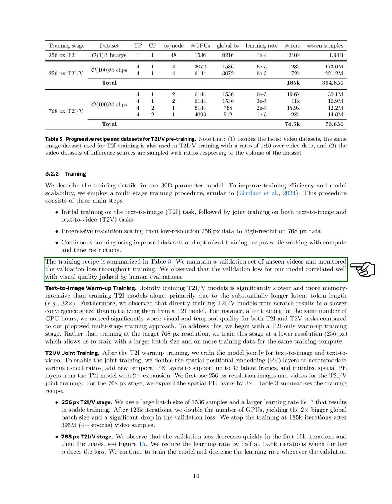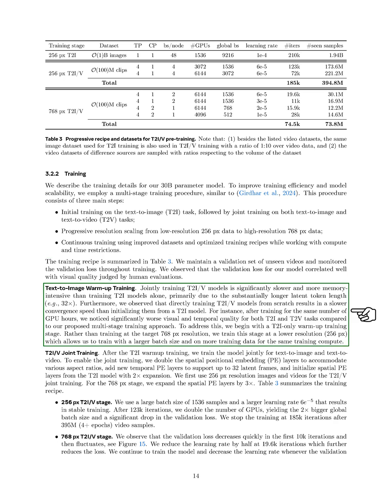We keep a validation set of unseen videos and monitor the validation loss throughout the training process, noting that this loss correlates well with visual quality as judged by human evaluations. For the text-to-image warm-up training, we find that joint training of T2I and T2V models is significantly slower and requires more memory than training T2I models alone, mainly due to the longer latent token length. We also observe that starting T2I-V models from scratch leads to slower convergence compared to initializing from a T2I model.